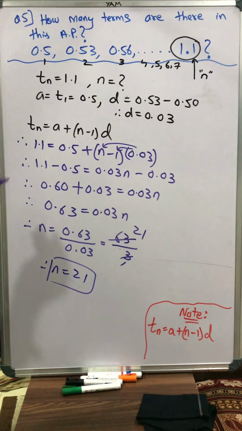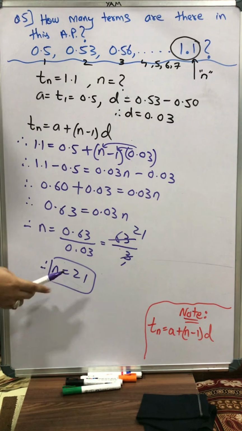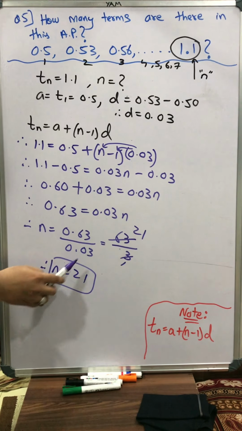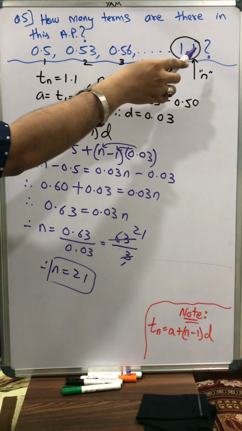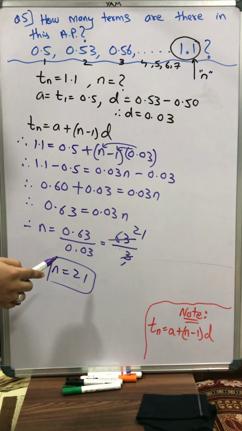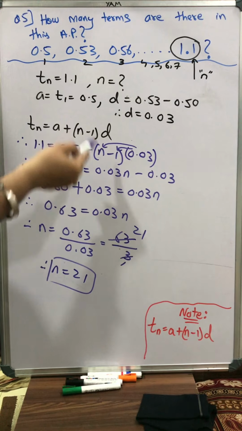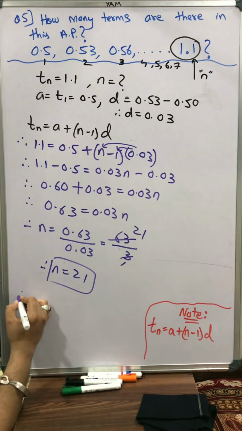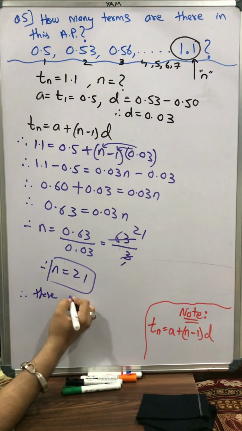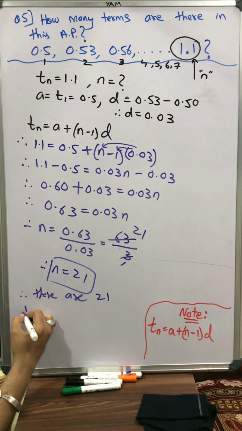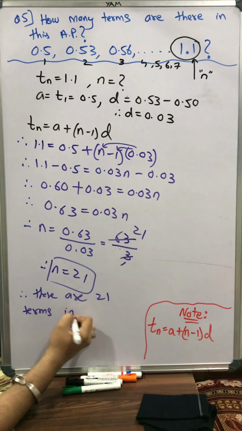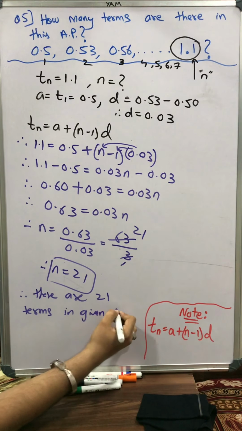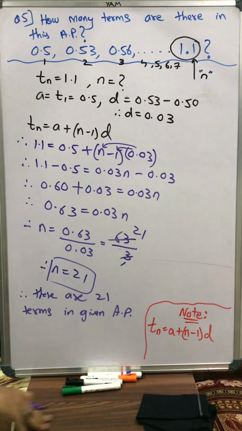Therefore the value of n is 21. Therefore we can say this 1.1 is the 21st term. If 1.1 is the 21st term and 1.1 is the last term, that means how many terms are there in this AP? There are 21 terms in the given arithmetic progression. Please pause the video, students, and do it fast.